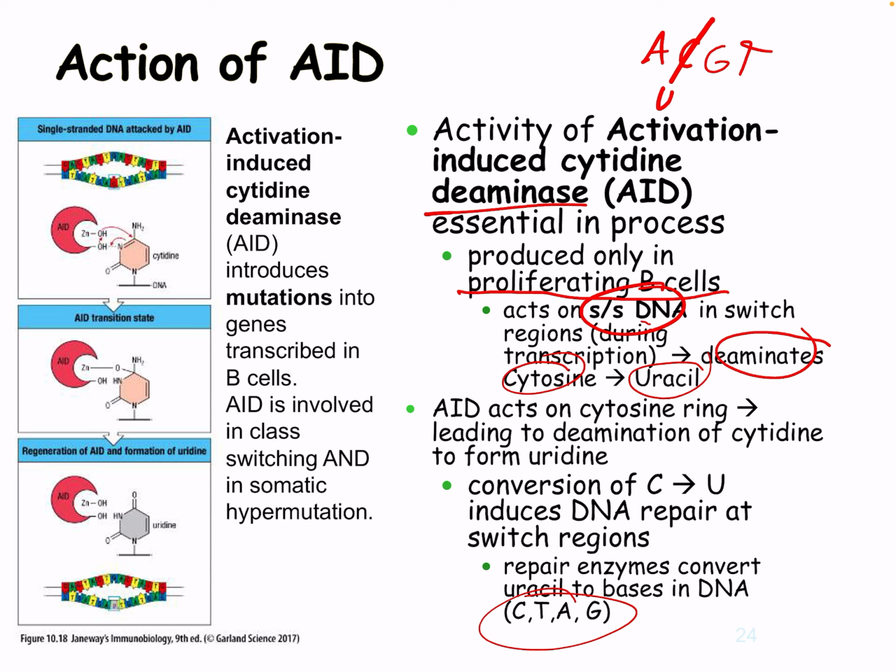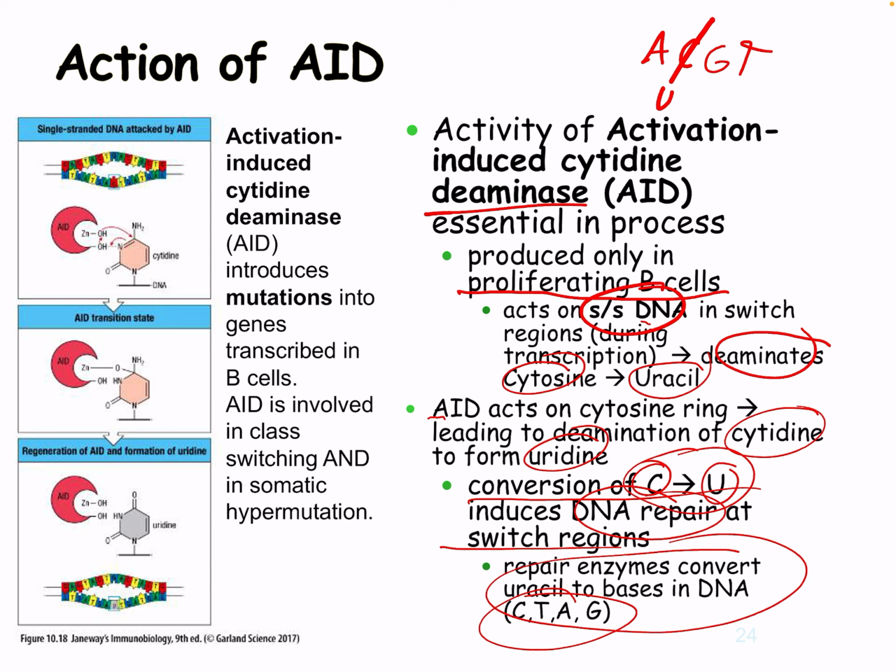So the conversion of the cytidine to uracil, or uridine. We see here AID acts on the cytidine ring, leading to the deamination of cytidine to form uridine. Conversion of C to U induces DNA repair, since this is considered an error in the switch regions, and these repair enzymes convert uracil to bases in DNA, so it converts it back essentially, and this causes further recombination, so essentially splicing out the mutated, purposely changed areas.